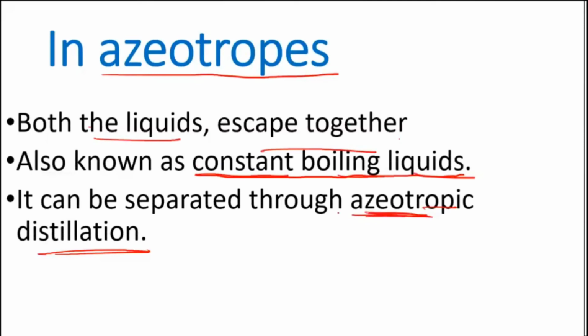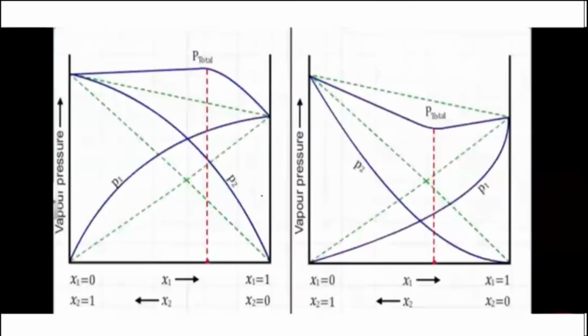How fractional distillation is done is, when you have a difference in their boiling points, one comes out and then the later one will come out. But in an azeotrope, both will come out together. Now you have seen in Raoult's law there is a positive deviation and a negative deviation. Since this is a continuation of the topic, the azeotrope is a part of it.